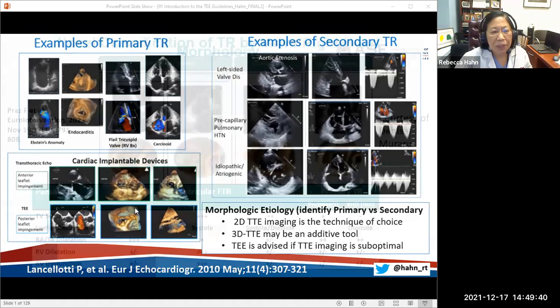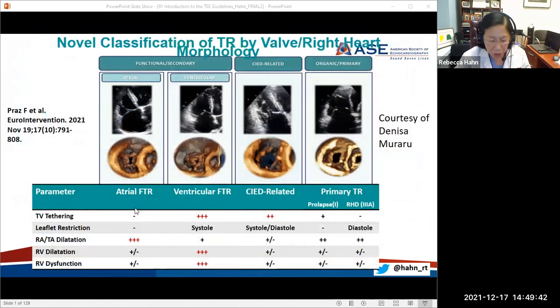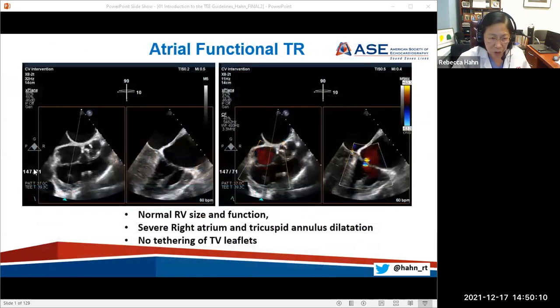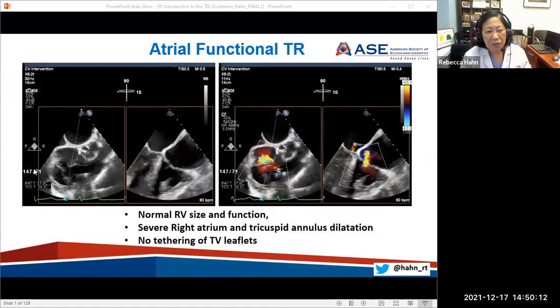And so the PCR tricuspid valve working group, which is a European working group that was developed with many of us in the US as well, published this document suggesting that we should actually have 3 categories of tricuspid regurgitation severity based on morphology, and that's going to be primary, secondary, and a separate category for CIED related, and then the functionals are divided again into atrial and ventricular functional. So it becomes important, obviously, for treatment modalities.